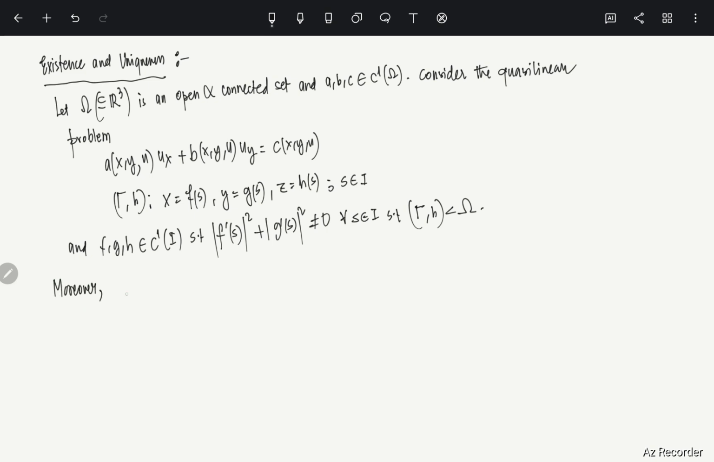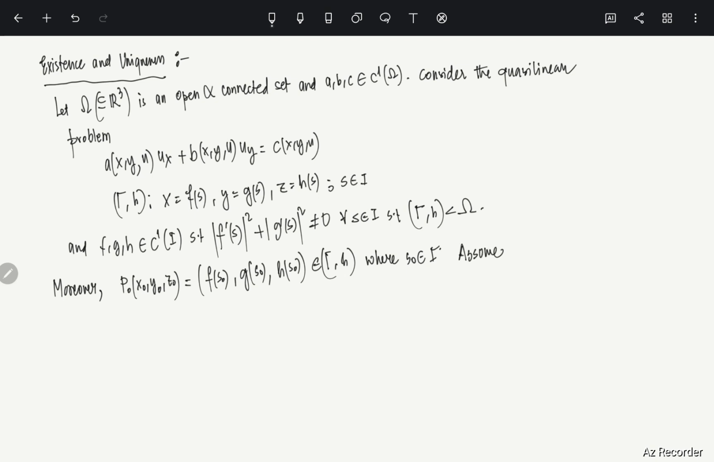Moreover, let's say p naught of x naught, y naught, z naught, which is given by f of s naught, g of s naught, and h of s naught, belongs to that curve gamma and h, where s naught is in I. You can write s naught, it's basically a parameter which I'm writing like this. So assume the transversability condition now.